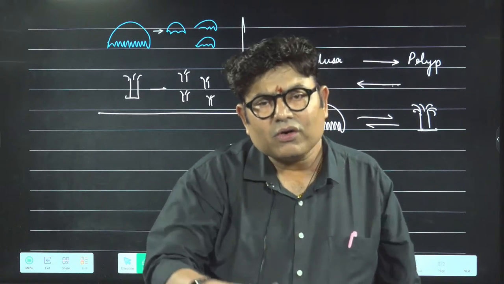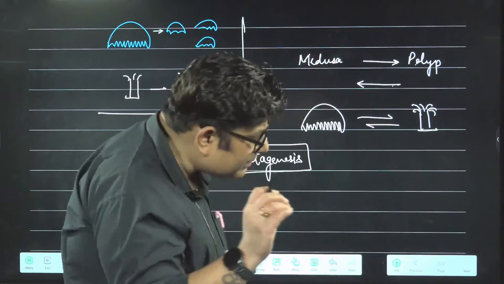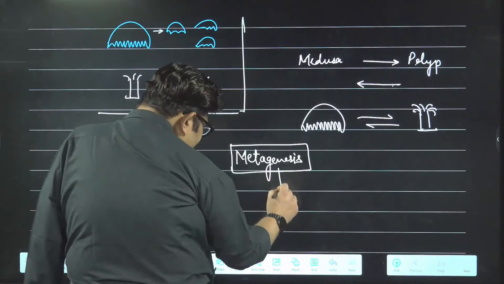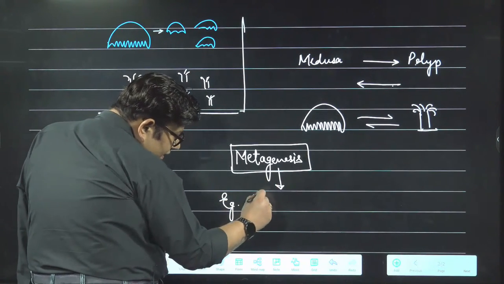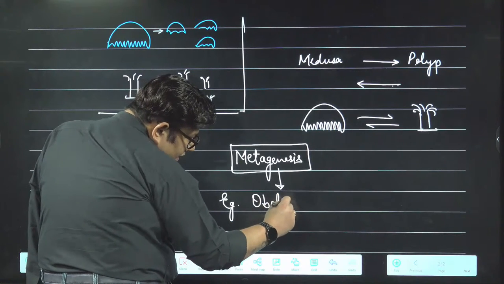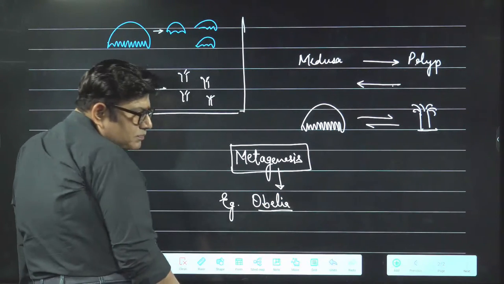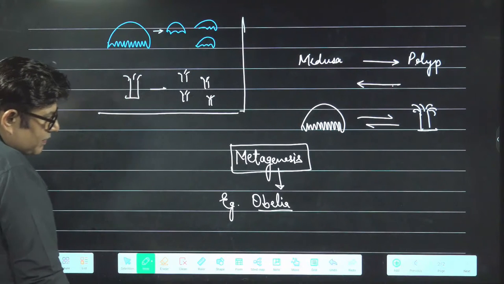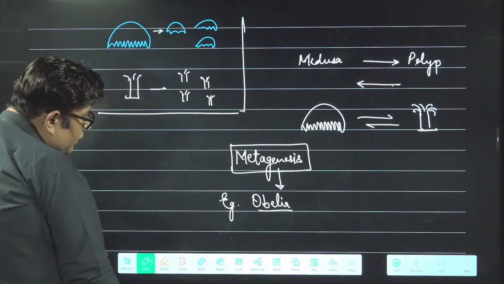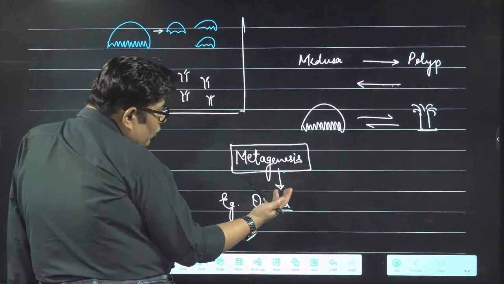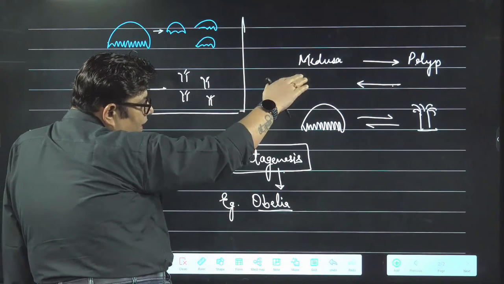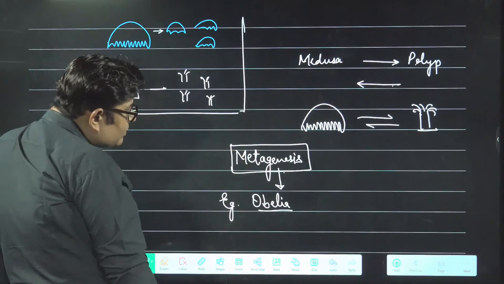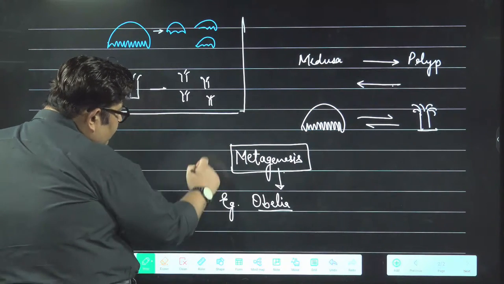Now, this is not a common thing. It is seen in some animals. Example, Obelia. Obelia is the example showing metagenesis. Obelia neither comes under 100% polyp nor is it a 100% medusa. There is alternation of generation.